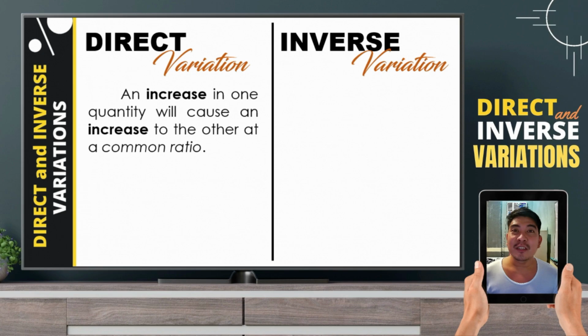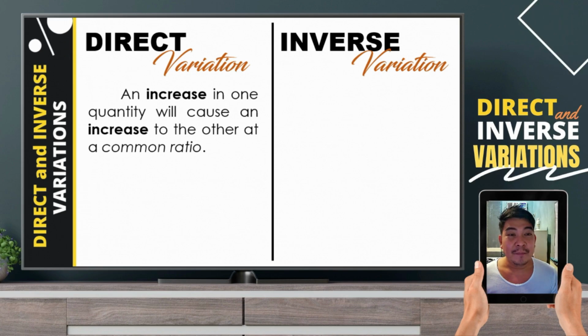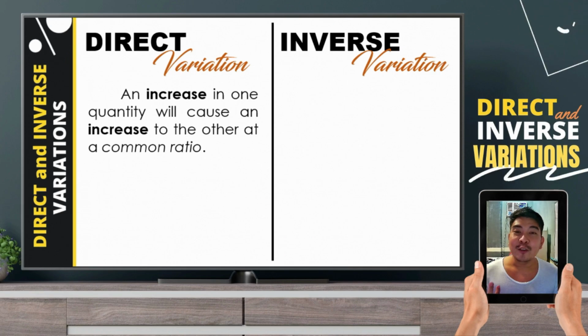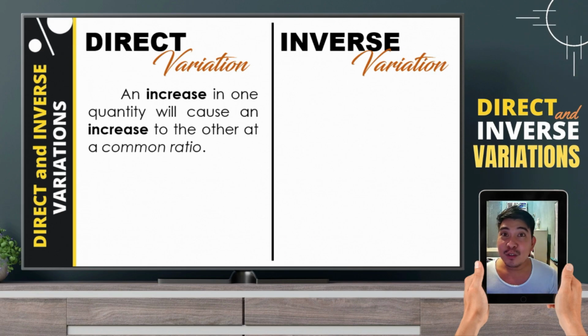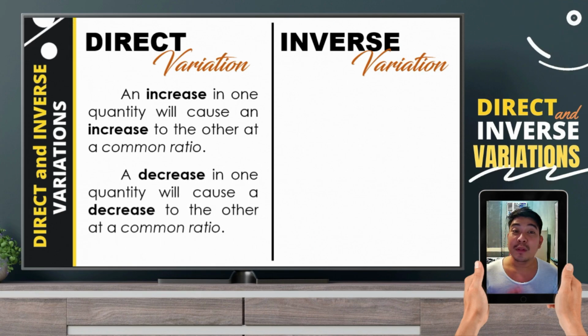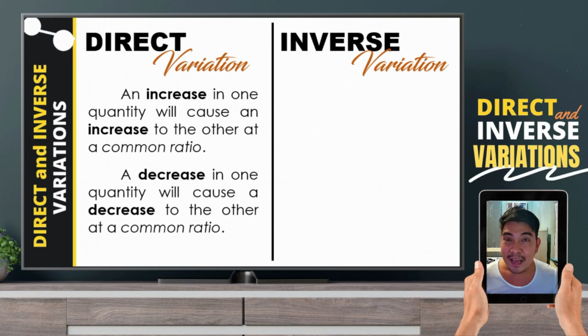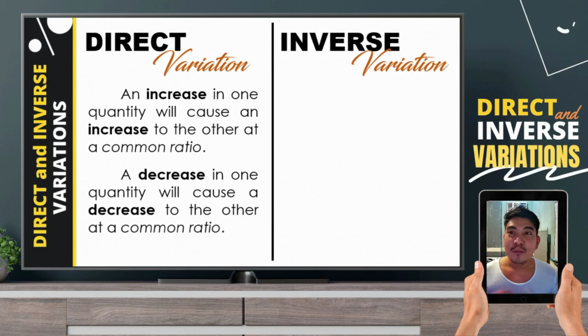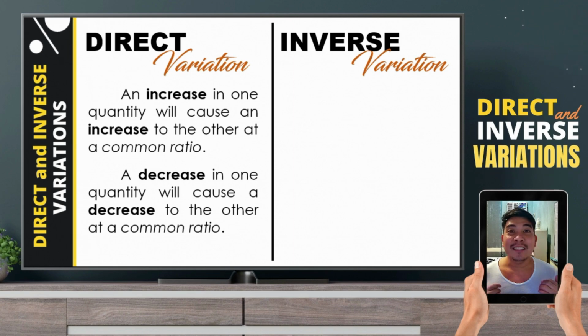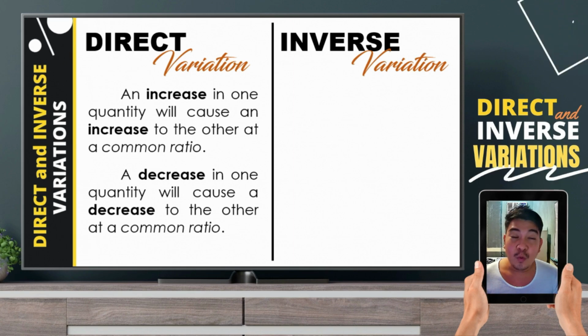So kapag sinabing direct variation, an increase in one quantity will cause an increase to the other quantity at a common ratio. So meaning, kapag yung unang quantity ay tumaas, it will cause an increase to the other quantity. Or the other way around, a decrease in one quantity will cause a decrease to the other quantity, again at a common ratio. So mamaya tatalakayin natin kung ano bang purpose ng common ratio. Ano nga ba si common ratio? Okay? So when we talk about direct, parehas ang direction. Parehas increase or parehas decrease ang nangyayari for the two quantities.